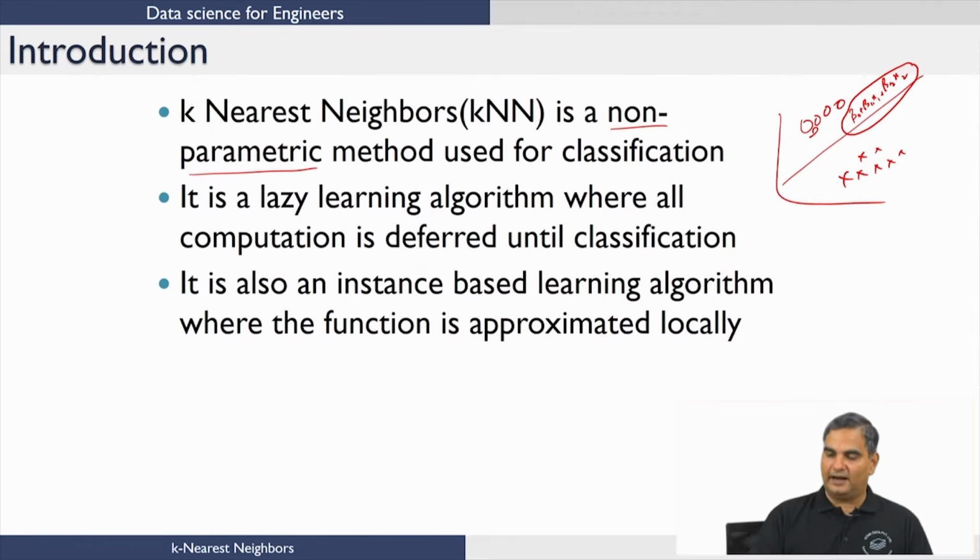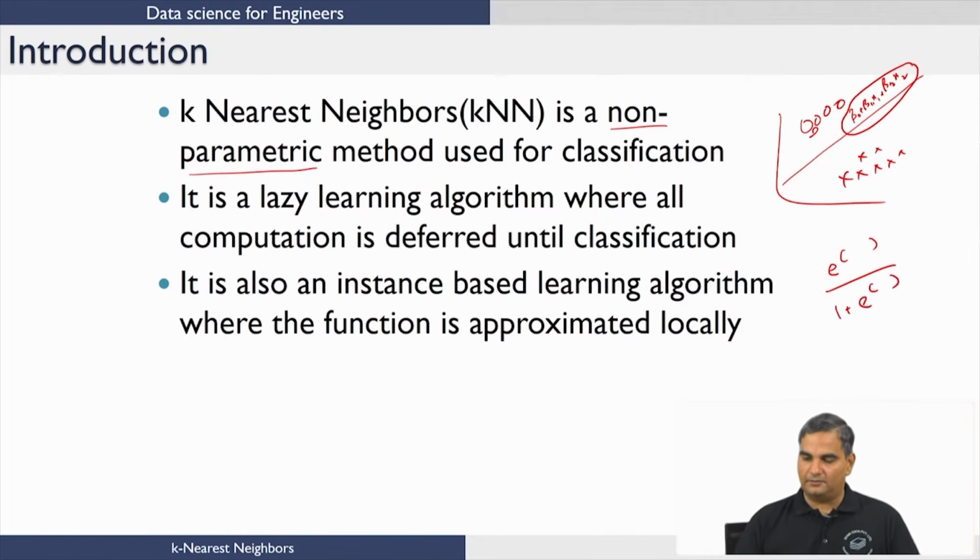So, remember we had e power this term divided by 1 plus e power this term right here. So, this function is actually a function of beta naught, beta 1 1 and beta 1 2. So, these are all parameters that have already been derived out of this data, and any time a new test data comes in, it is sent through this function and then you make a prediction. So, this is a parametric method because parameters have been derived from the data.